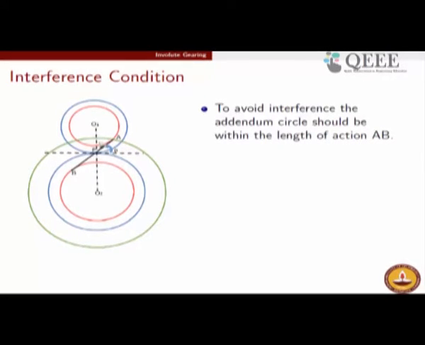Again, what is drawn in red is the two base circles, and what is drawn in blue are the two pitch circles. I have only indicated the addendum circle of the larger gear. By the way, interference will first happen in the pinion and then it will happen on the wheel. So the critical condition happens to be the interference on the pinion, which is schematically illustrated in the drawing that you see.